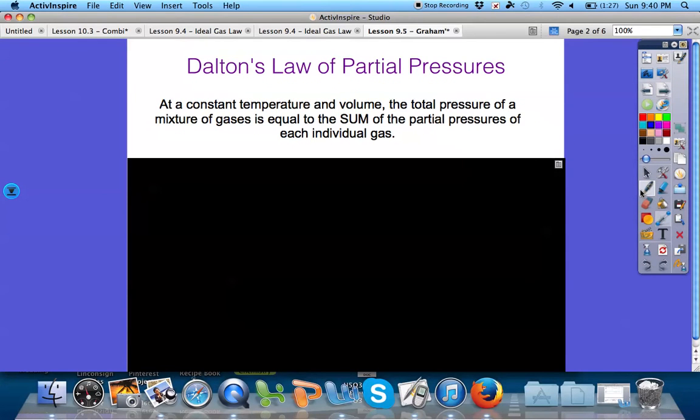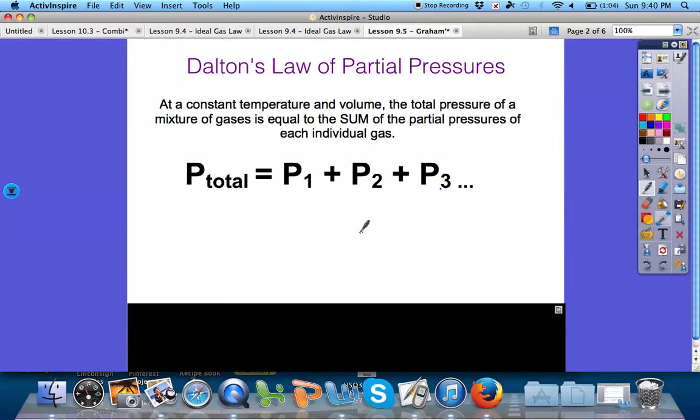So Dalton's law of partial pressures states that at a constant temperature and volume, the total pressure of a mixture of gases is equal to the sum of the partial pressures of each individual gas. So the equation is the total pressure equals the partial pressure of the first gas plus the partial pressure of the second gas plus the partial pressure of the third gas, and so on, depending on how many gases you have. You may only have 2, you may have 3, you may have 5. So you're just going to keep adding on for how many other gases are a part of that mixture.